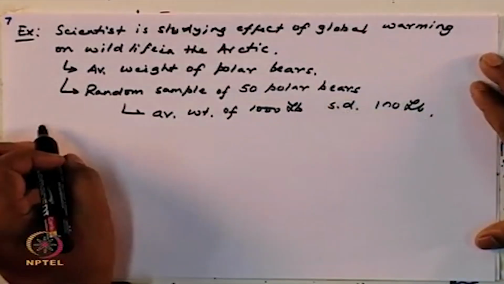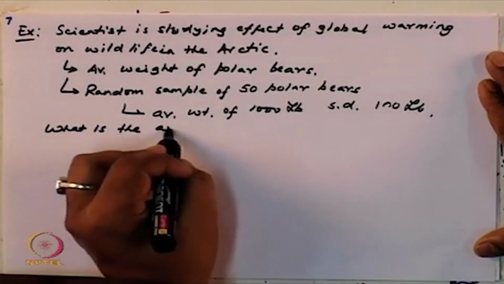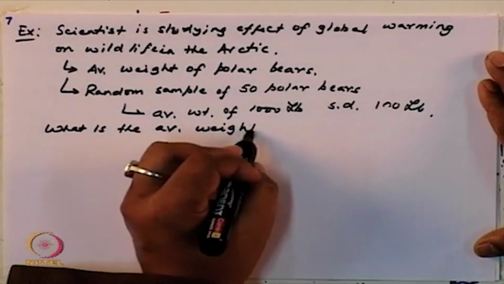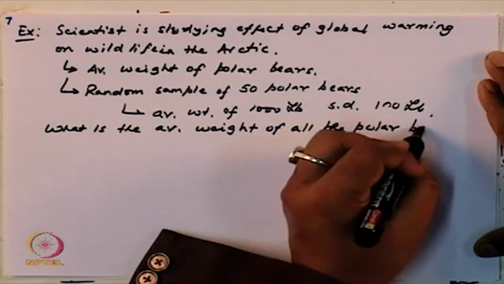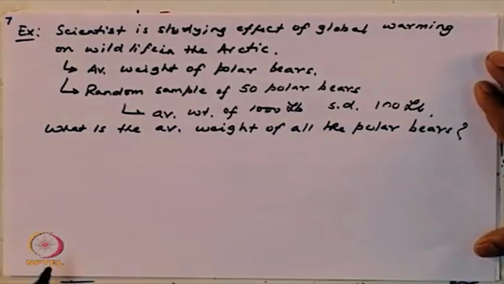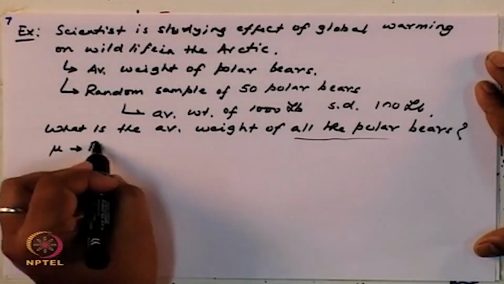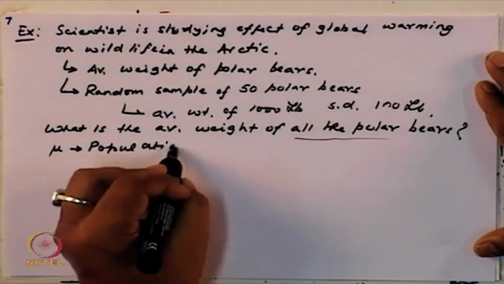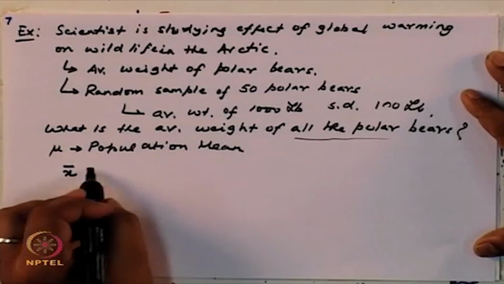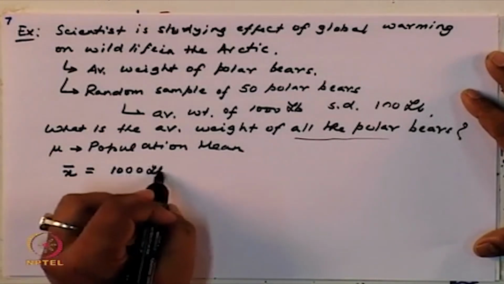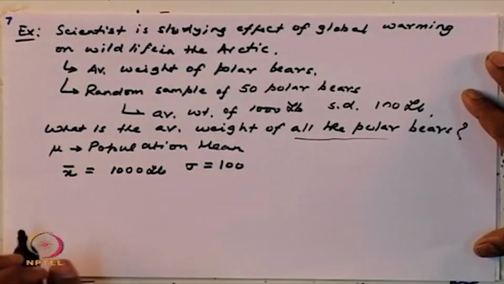So, the question is, based on this, can we estimate the average weight of all the polar bears? All the polar bears means that you want to estimate mu, which is the population mean. And what you have been given is the sample mean x bar, which is equal to 1000 pounds, and the sample standard deviation sigma, which is equal to 100.